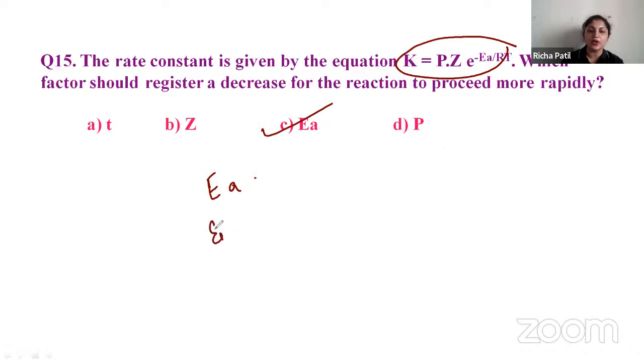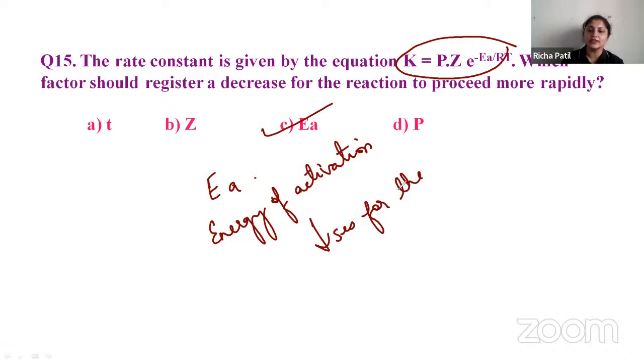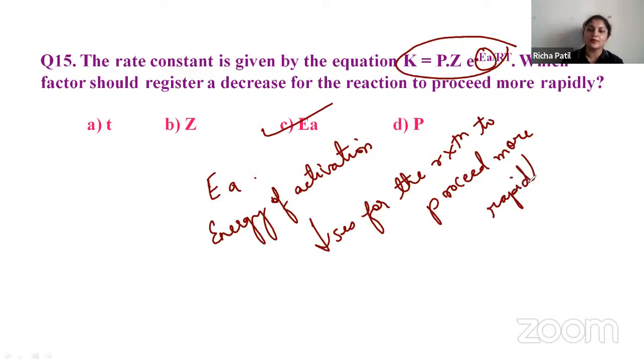What happens to the energy of activation? It decreases for the reaction to proceed more rapidly. So which factor? It is minus EA, that is a negative sign, right? So this activation energy decreases for the reaction to proceed more rapidly. So the answer is C.